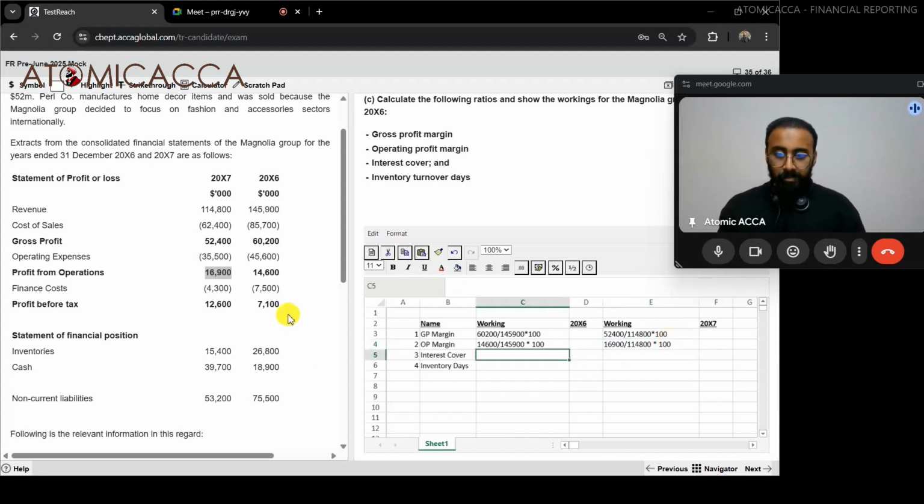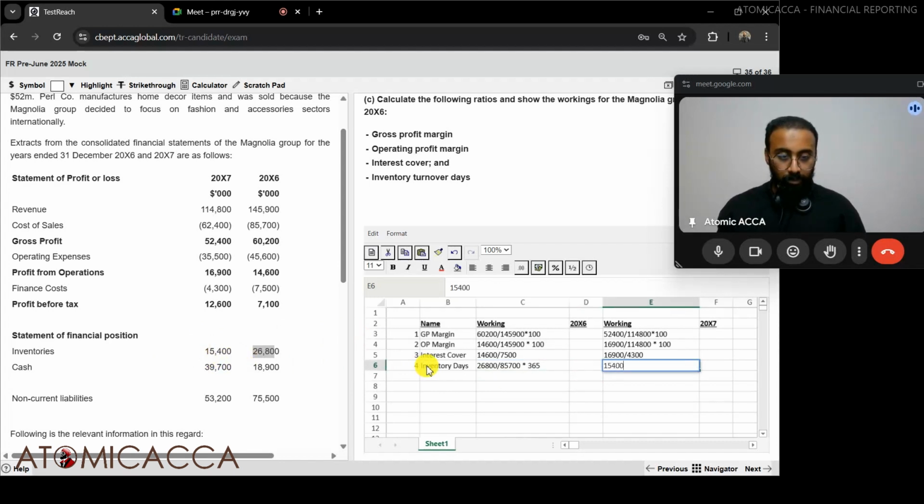Interest cover is PBIT by finance cost. So for 20x6, it will be 14,600 divided by 7,500, and for 20x7 it would be 16,900 divided by 4,300. Inventory days is inventory by cost of sale into 365. So for 20x6, inventory is 26,800 divided by cost of sale 85,700 into 365. And for 20x7, inventory is 15,400 divided by cost of sale 62,400 into 365.